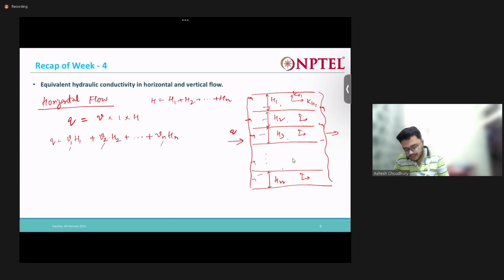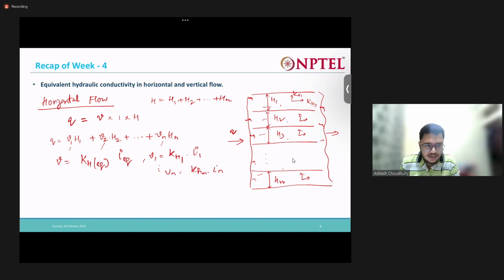Now we can write V as V is equal to K horizontal equivalent into I equivalent, right? V1 we can write as KH1 into I1. Like this we can write for Vn also: KHn into In, right?